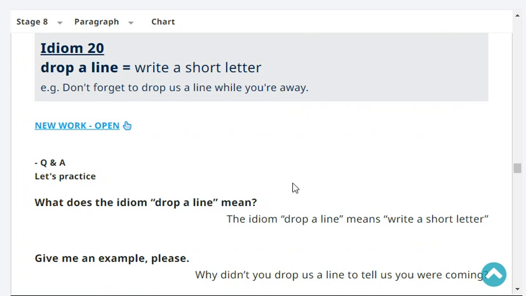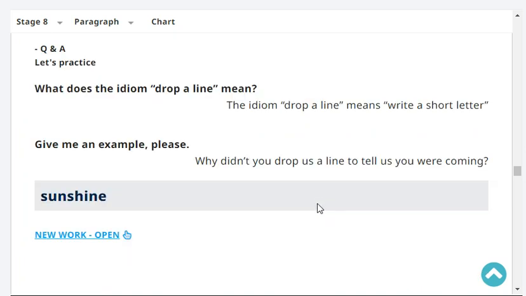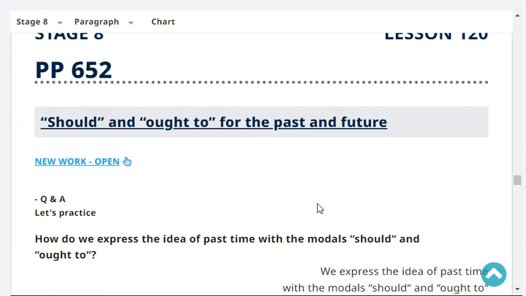Okay, next. What does the idiom drop a line mean? The idiom drop a line means write a short letter. Give me an example, please. Why didn't you drop us a line to tell us you were coming? Very good.